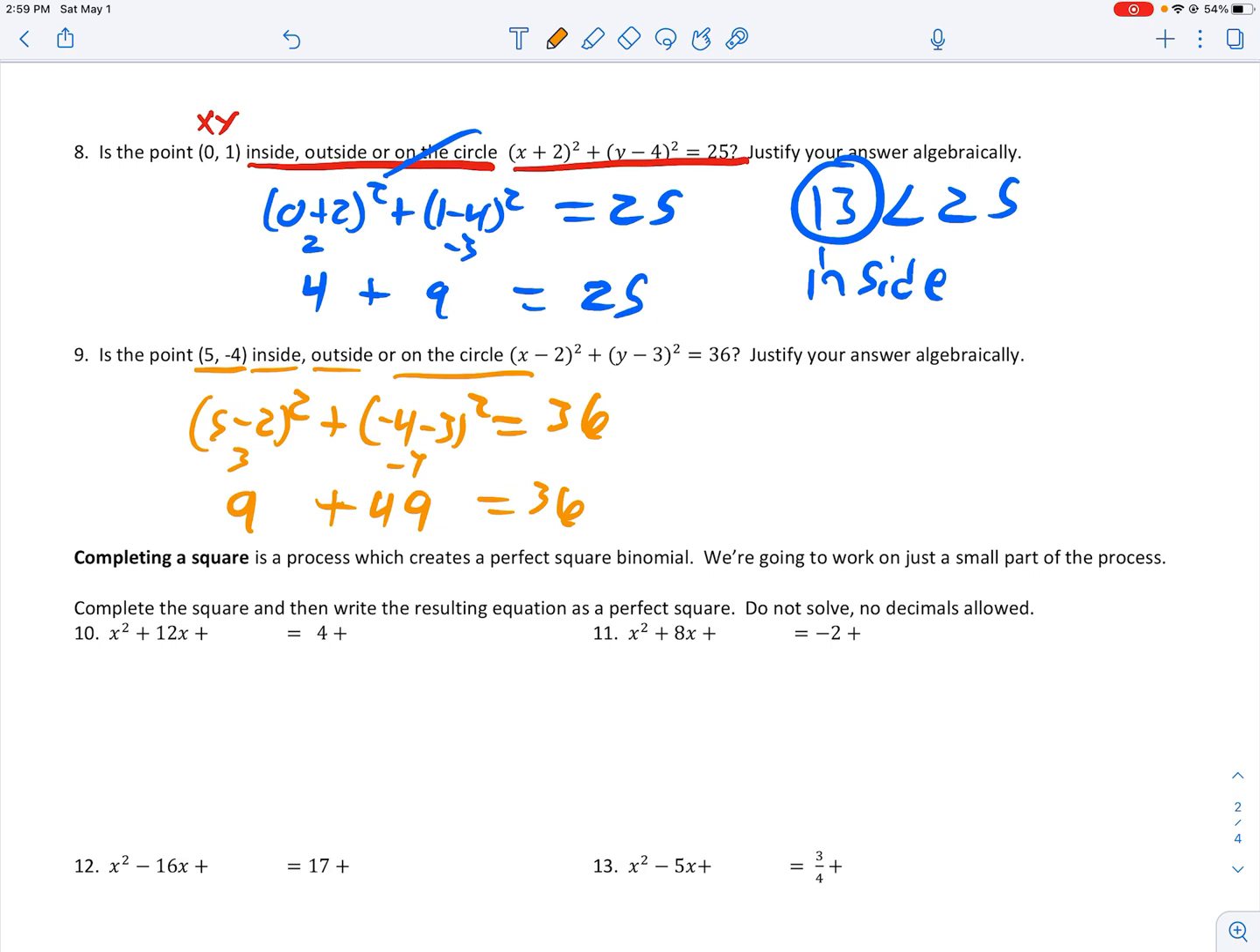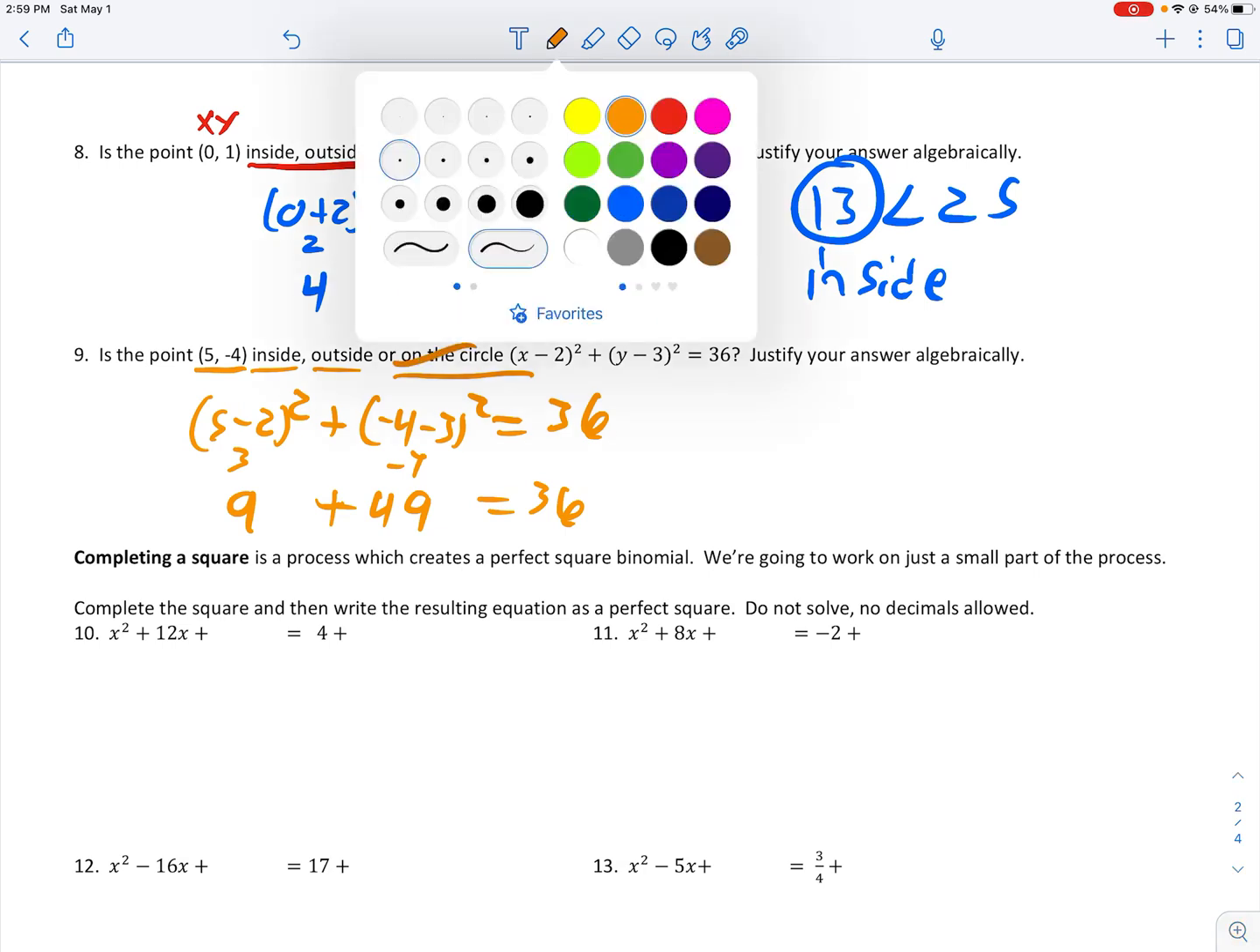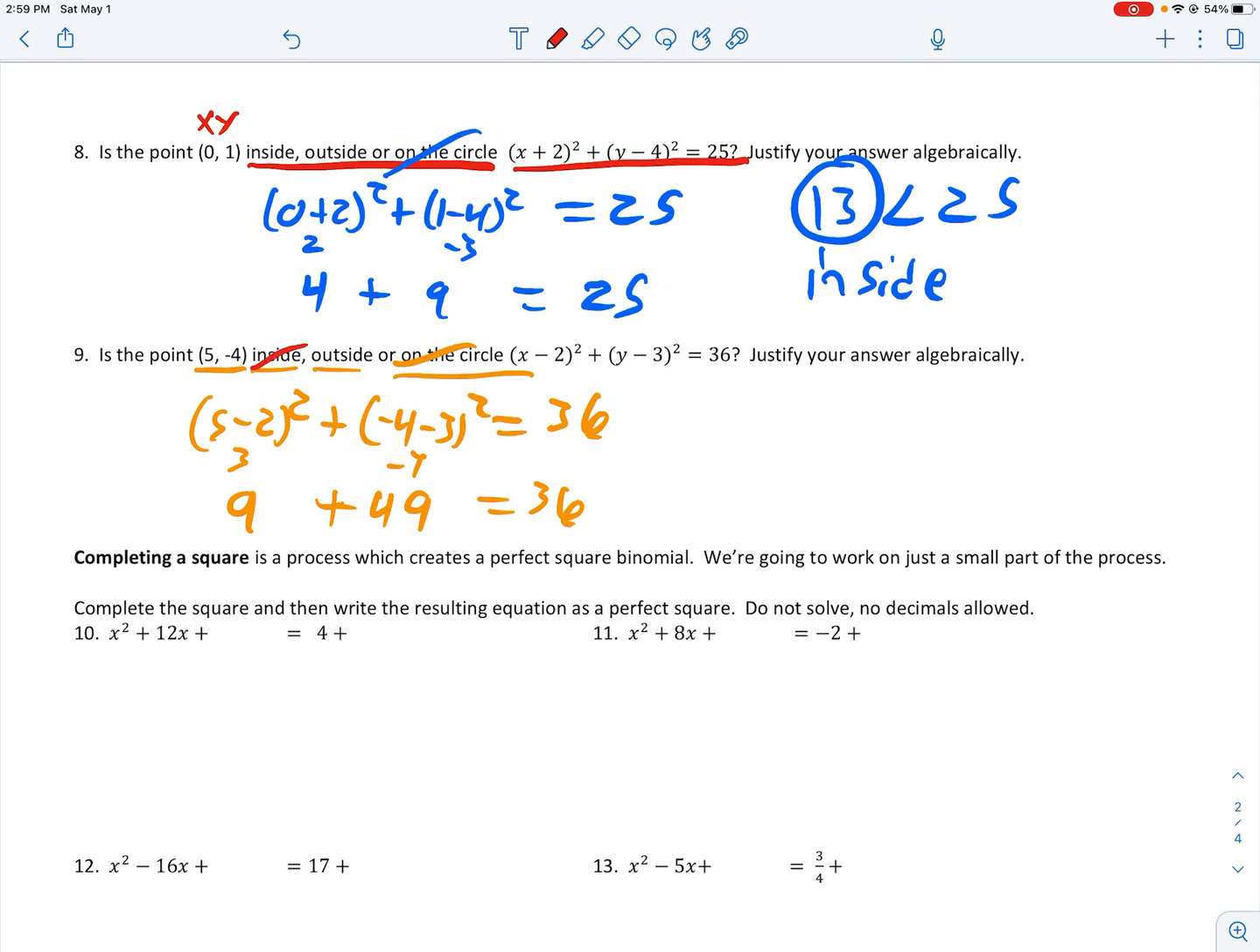Well, no, it's bigger than 46. It's greater than, right? It doesn't equal, so it's not on the circle. It's not less than, so it's not inside. So 9 plus 49 is greater than 36. So this would be outside.